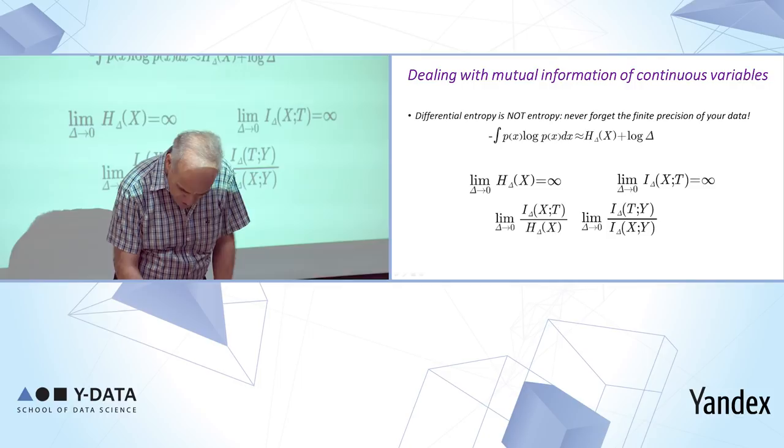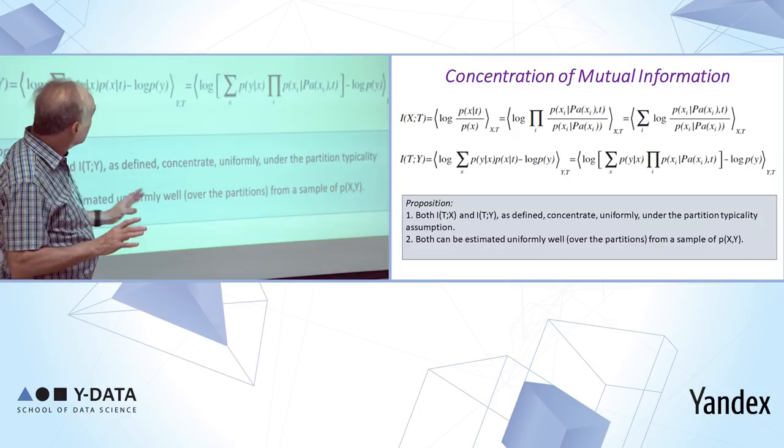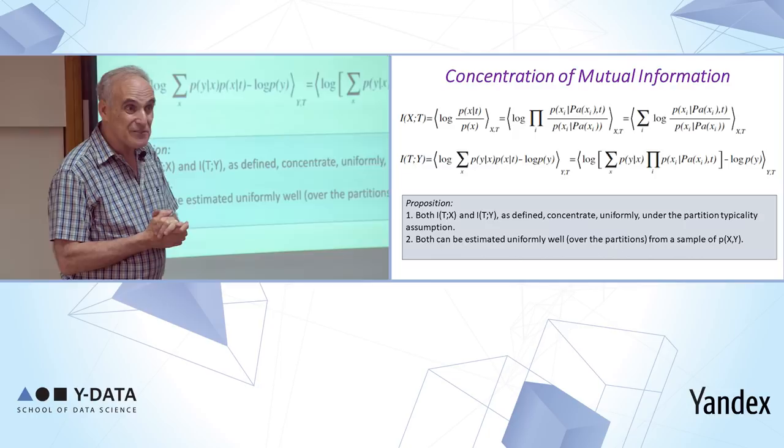The other thing is, why do I have concentration? I again just want to sketch this very briefly. And why the log is so important in the definition of entropy and information. So essentially, let's imagine that you have an image, pixels of an image.